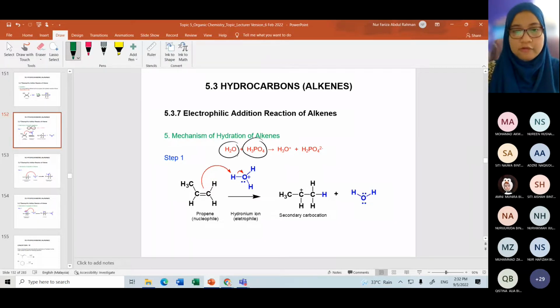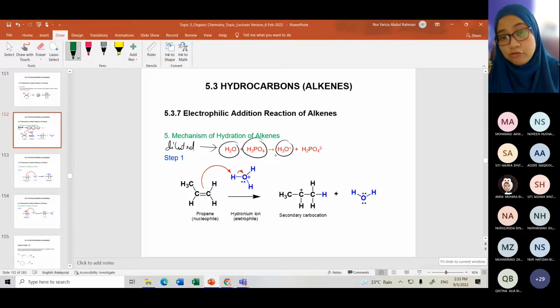So, we have water and also H3PO4. Some of the water may react with H3PO4. So, this is considered as diluted. Not all H2O reacts with H3PO4 to form H3O+. Some of it will react with H3PO4 to produce H3O+. We need the presence of this H3O+ because it will behave as an electrophile. But at the same time, we need H2O as well, because it is also involved in the reaction later.